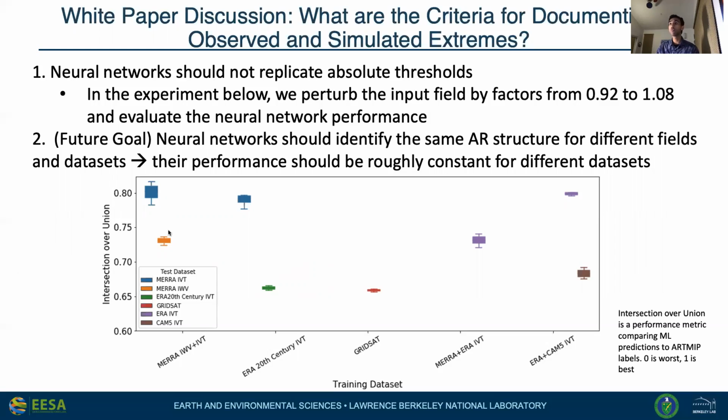This is also particularly relevant for one of the long-term research goals presented in the white paper, which is about the documentation of observed extremes and comparing that to simulated extremes of atmospheric rivers. If we are able to create a neural network that is a generalized detector, regardless of the input field and regardless of the input data set, whether that's a climate model or reanalysis, a neural network could be a great tool to get a consistent atmospheric river detection across different data sets, and thus develop a comprehensive catalog of atmospheric rivers in historical reanalyses and future climate simulations.